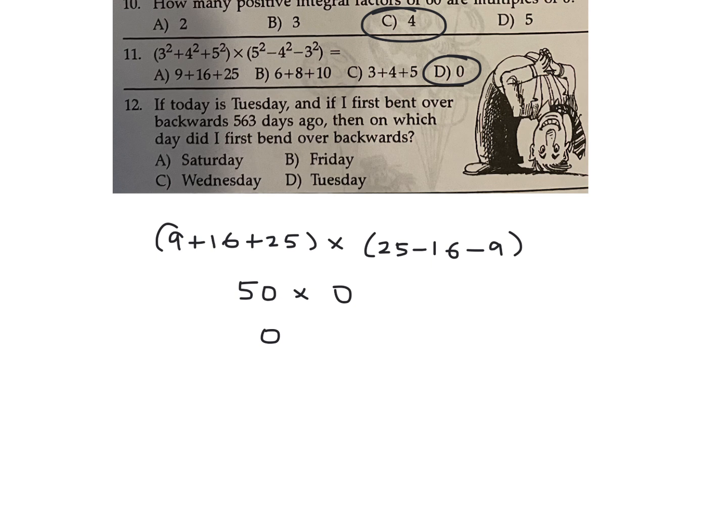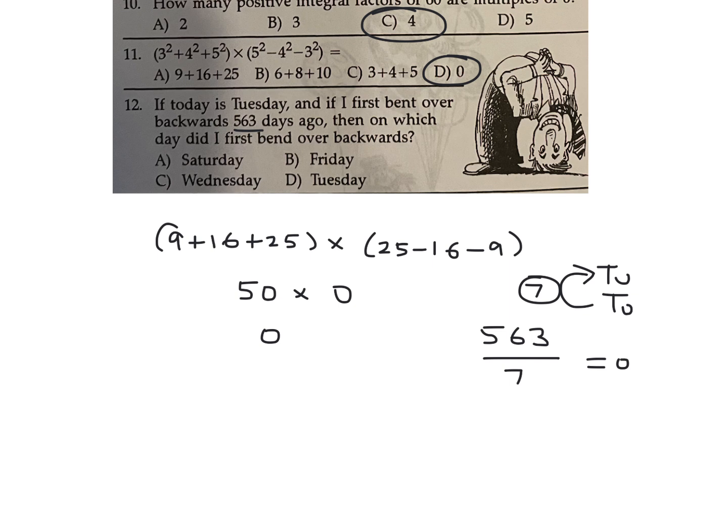If today is Tuesday, if I first bent over backwards 563 days ago, then on which date did I first bend over backwards? Okay. Well, 563, if you went from Tuesday to last Tuesday, that's exactly 7 days. So if the number instead of 563 was 7, then 7 days ago was a Tuesday. So that's the approach here. So I'm going to divide this by 7. And when I do, what do I get? It's not divisible by 7, right?